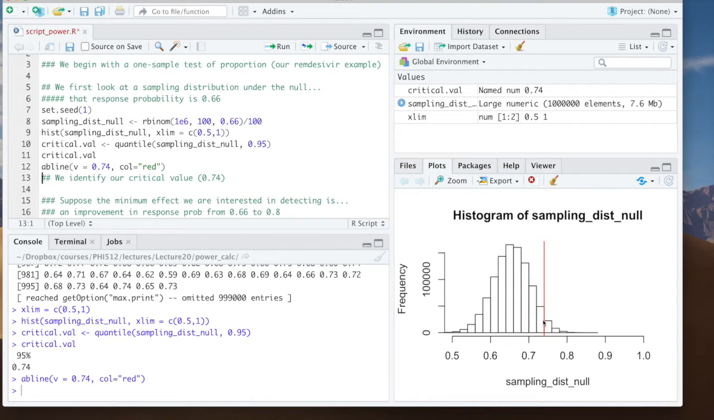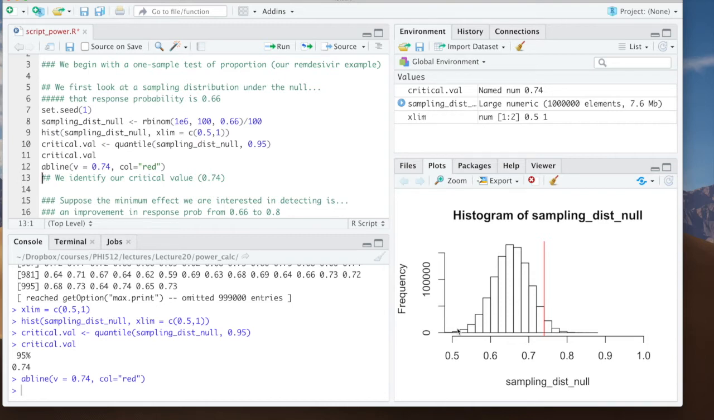Great. So again, this is a sampling distribution for the proportion of people who respond to treatment under the null hypothesis. Our question is now not what happens when the null hypothesis is true, but what happens when remdesivir is actually effective, when the alternative hypothesis is true. So again, we have to ask ourselves, what value of the alternative hypothesis do we want to understand the power under? What value do we think is true, or as Brandon was noting, what is the minimum value we would be interested in being able to detect?